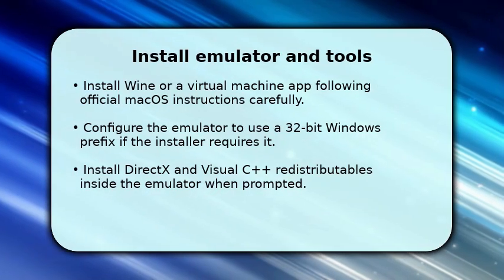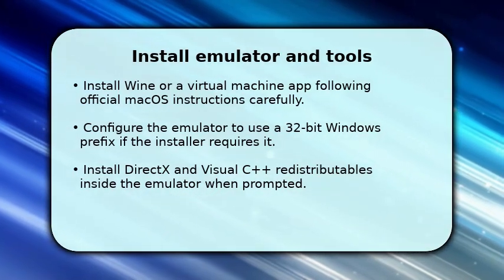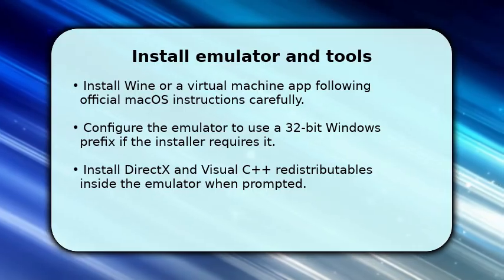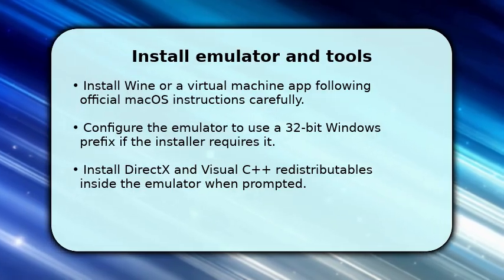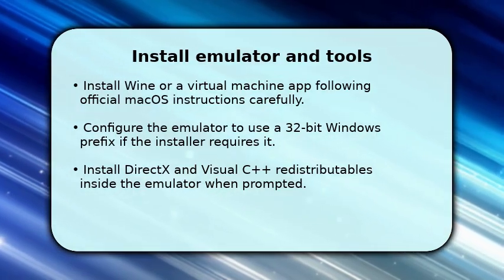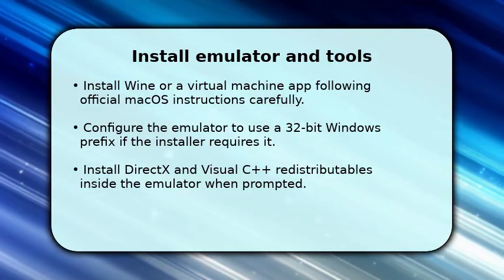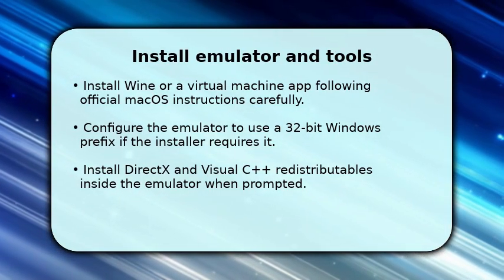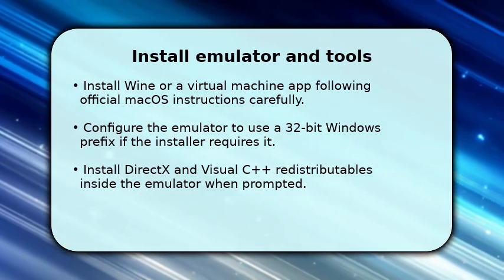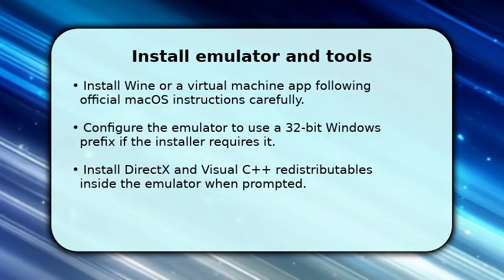Set up the emulator next by creating a clean Windows environment inside Wine or your VM. Choose a 32-bit prefix if the Cricket 2007 installer is 32-bit, and allocate enough CPU and RAM for smooth play. Inside the emulator, run the installers for DirectX and Visual C++ redistributables to satisfy game dependencies.